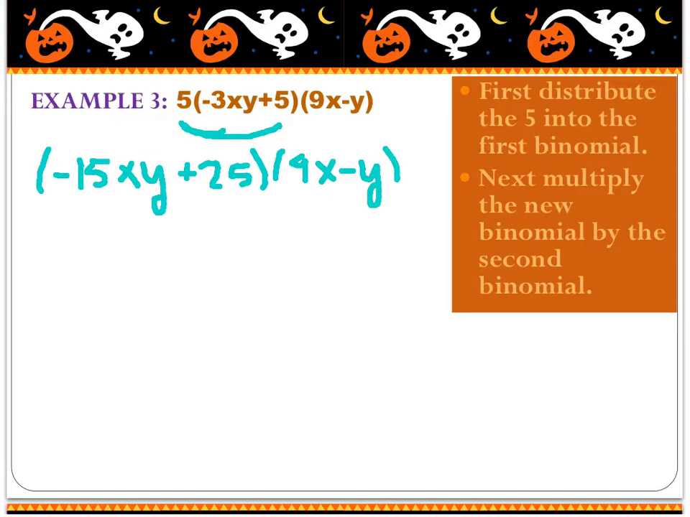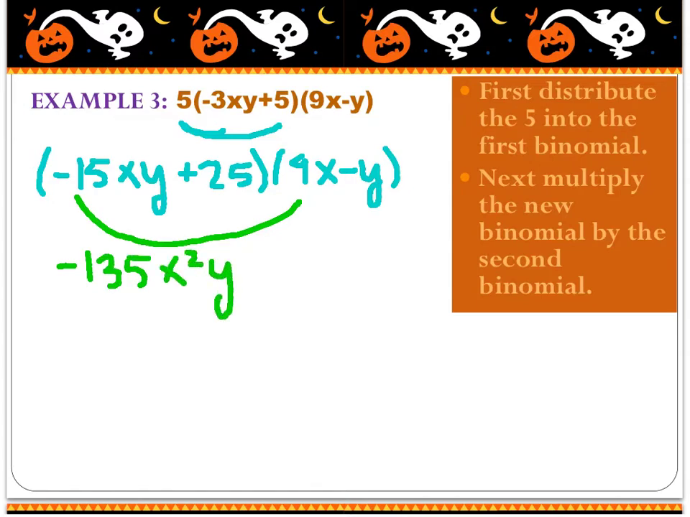Alright, so now this binomial will multiply times this binomial. Every term in this binomial needs to go to that binomial. So I'm going to do negative 15xy times 9x. Now be careful here because I do have an x times an x. So this is going to give me negative 135x squared y.